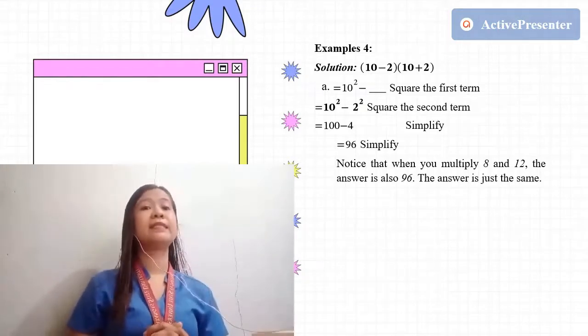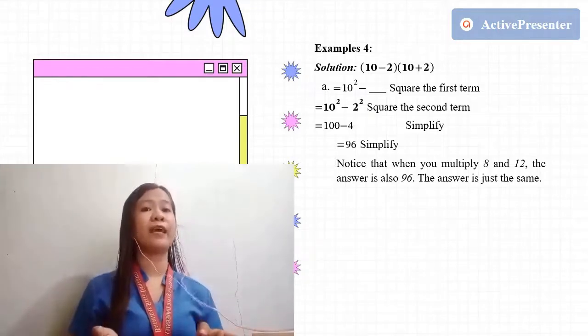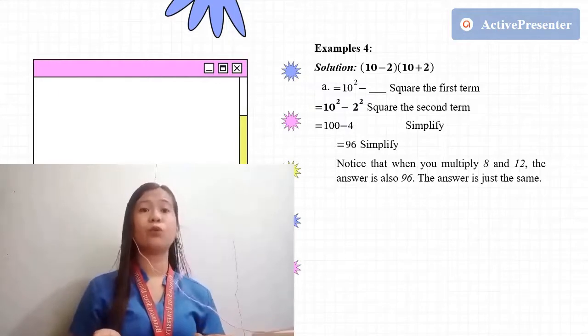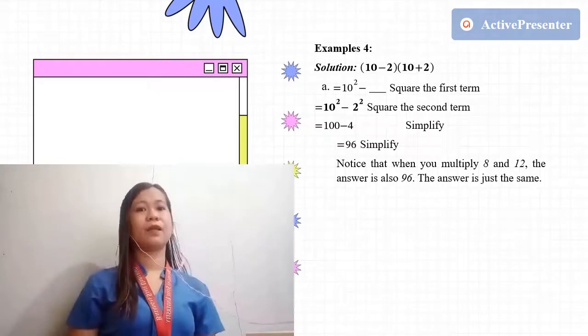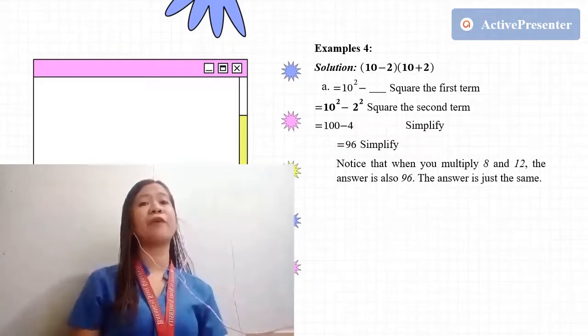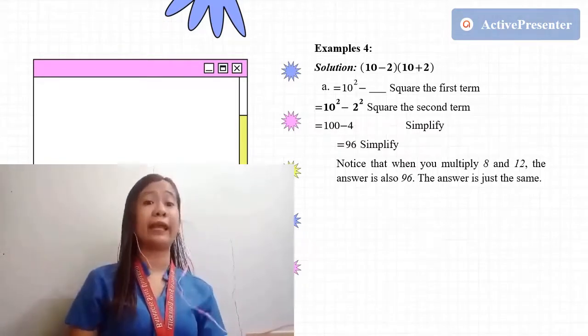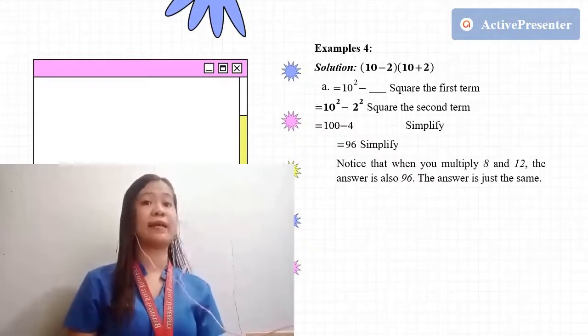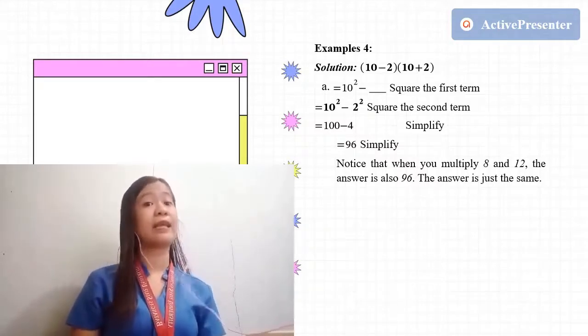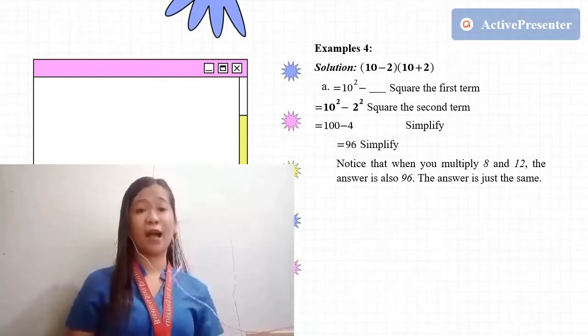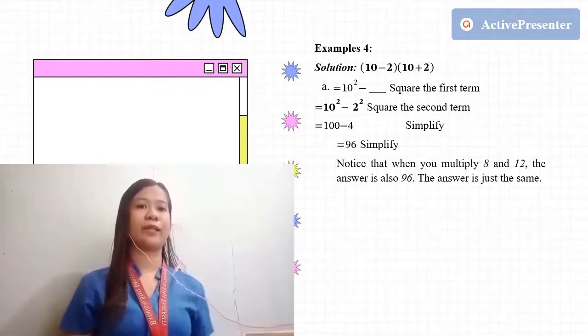Then simplify. Because they are both constants, we're going to combine the two. So we have 100 minus 4 is equal to 96. You have noticed that if we have 10 minus 2, it is equal to 8. Then 10 plus 2 is equal to 12. So 8 times 12, the answer is 96. So we have the same answer. Okay? The next one.